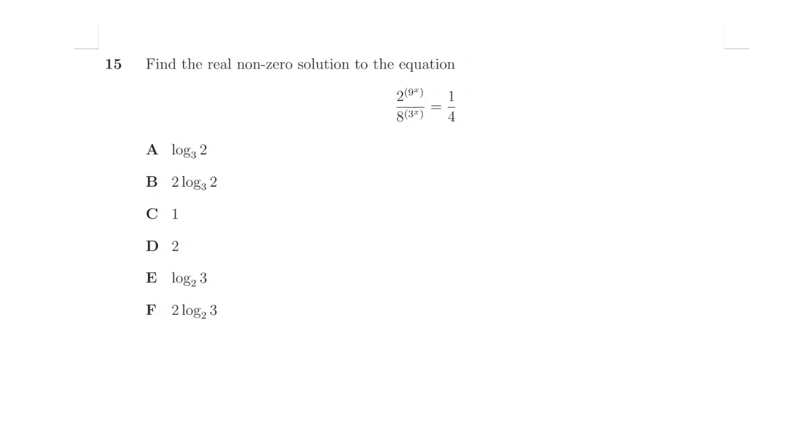Okay, moving on, question 15. Find a real non-zero solution to the equation 2 to the (9 to the x over 8 to the 3 to the x) equals a quarter. Okay, so they gave you some brackets to clarify that. I mean, normally, even if the brackets aren't there, you would assume that it looks like this. Even if the brackets aren't there, you deal with the power on top first.